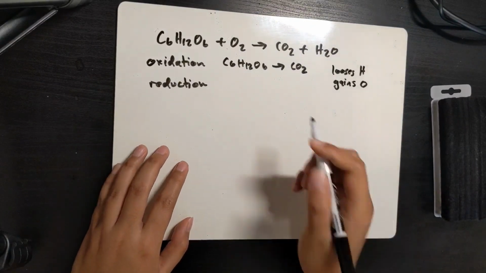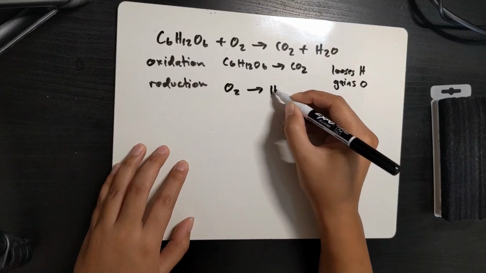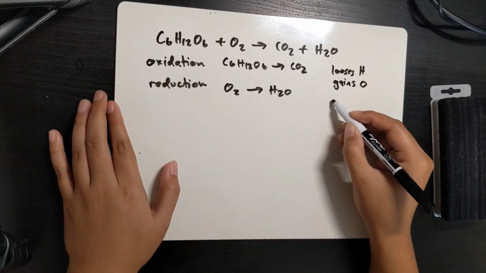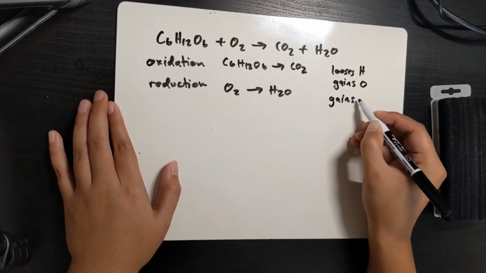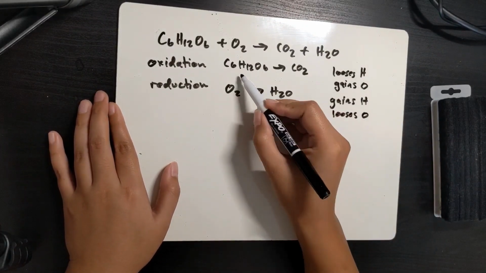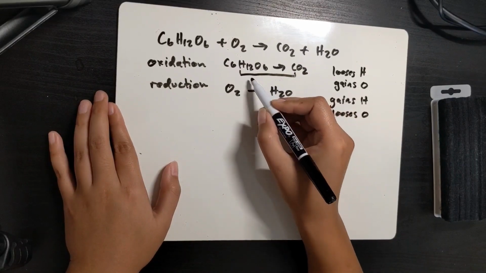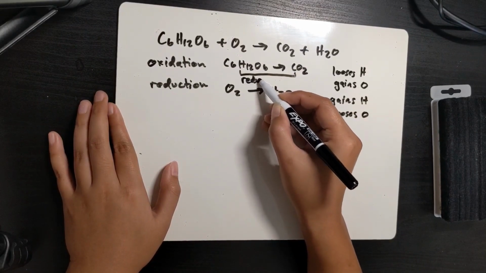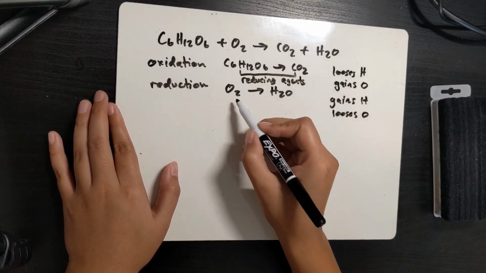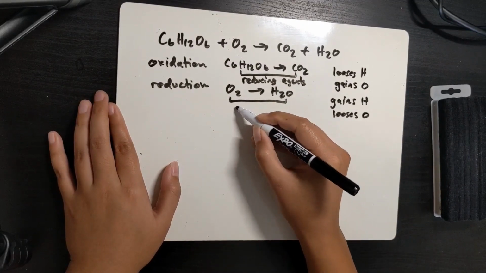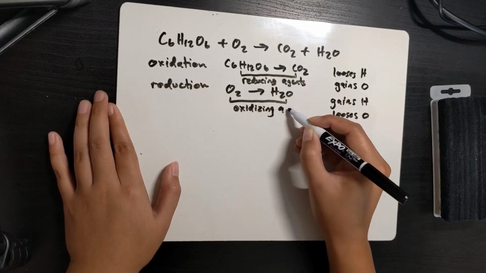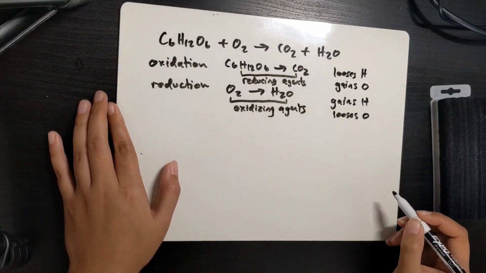Which makes O2 and H2O our reduction reaction, and you can check. In this reaction, it gains hydrogen and loses oxygen. And a compound involved in an oxidation reaction is called a reducing agent or electron donor. Meanwhile, compounds involved in a reduction reaction are called oxidizing agents or electron acceptors.